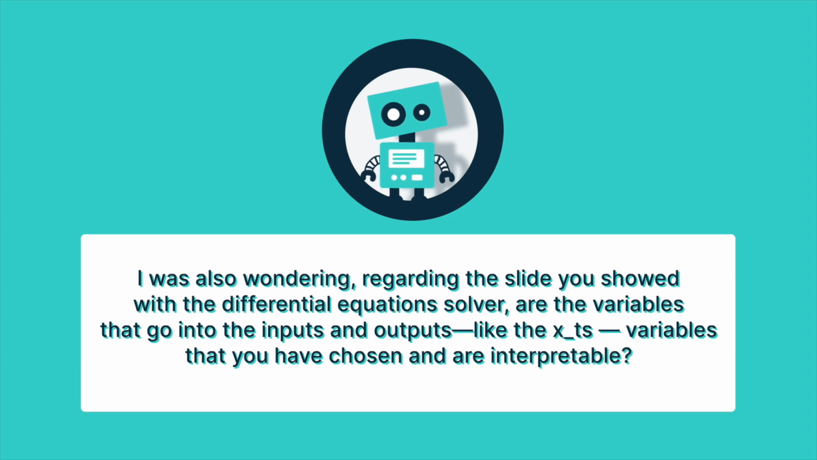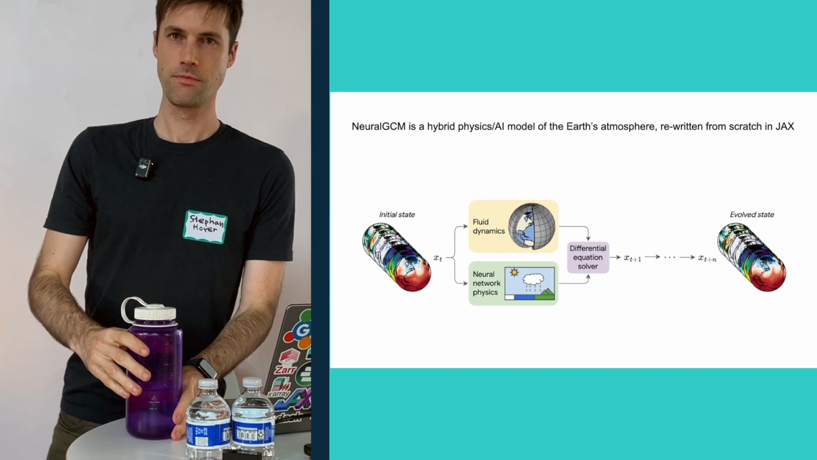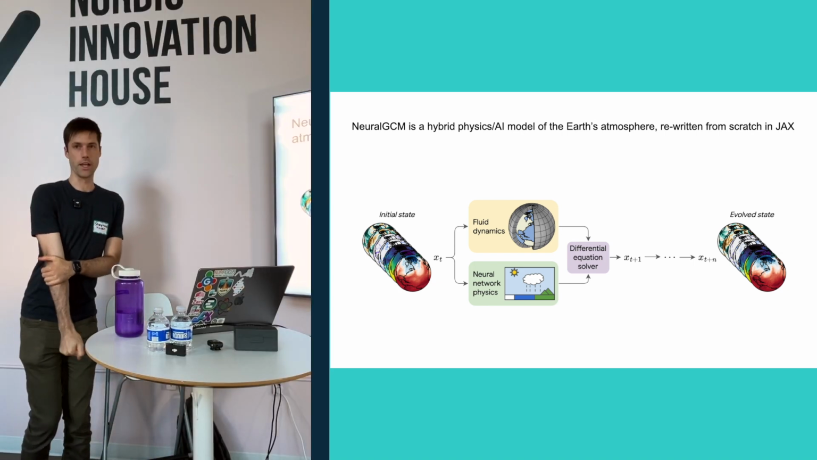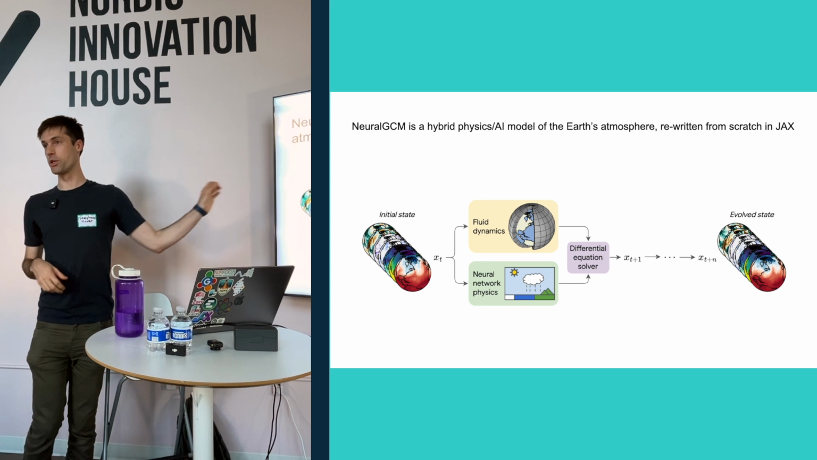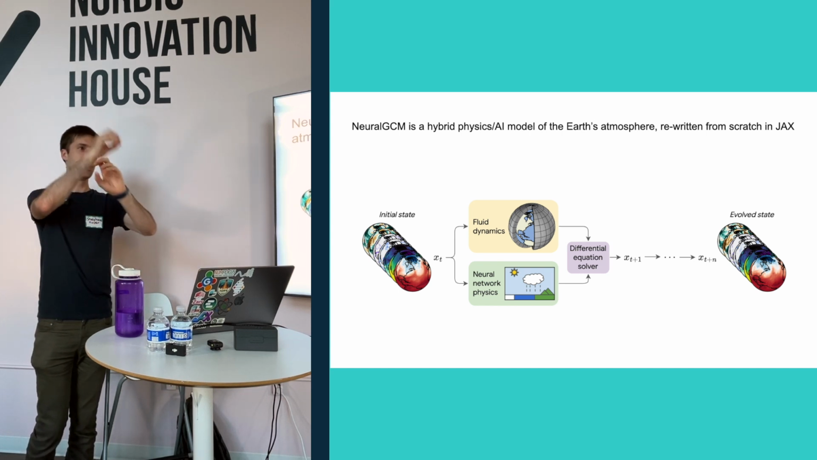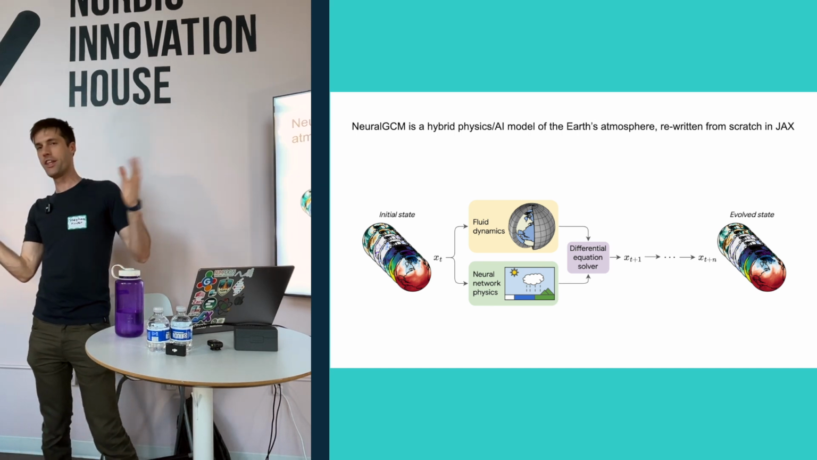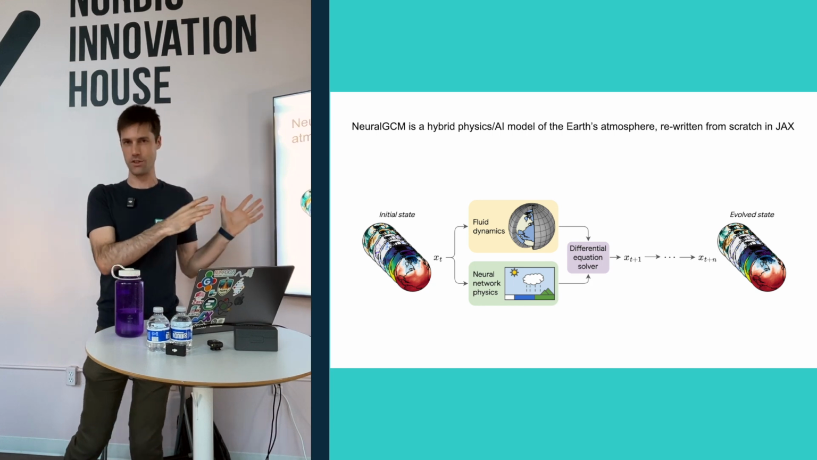I was also wondering, you showed a slide there with the differential equation solver. Are the variables that go into both the inputs and outputs, the XTs, variables that you have chosen and are interpretable? Yeah, so that's actually pretty critical, I think, honestly, for all the successful AI weather forecasting models. Everyone who's tried to do this with a black box approach of, I'm just going to learn the right representation of the atmosphere, throw it into a neural network, let the neural network learn, that has never been successful, to my knowledge.